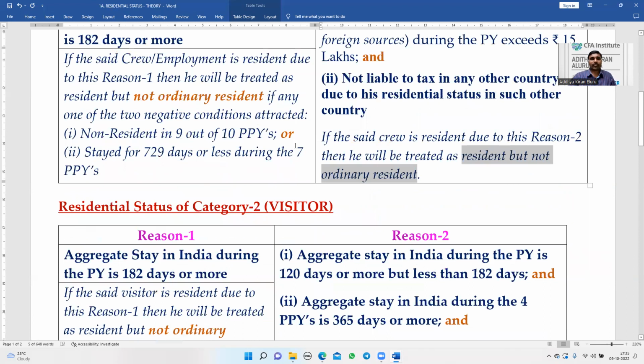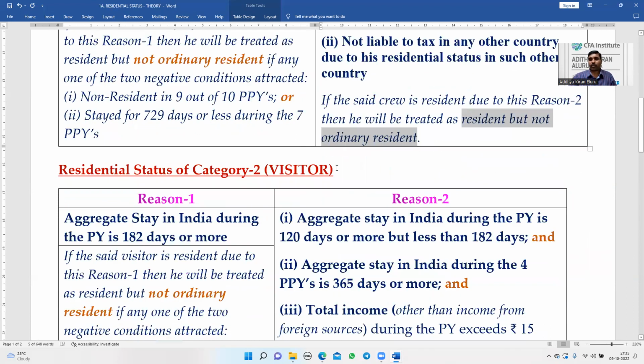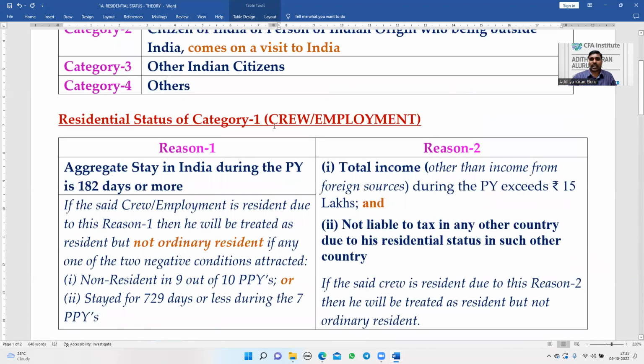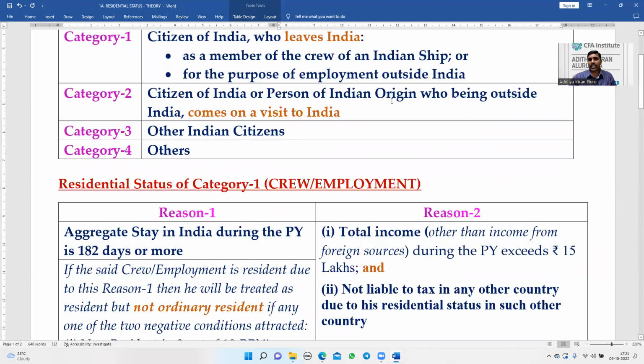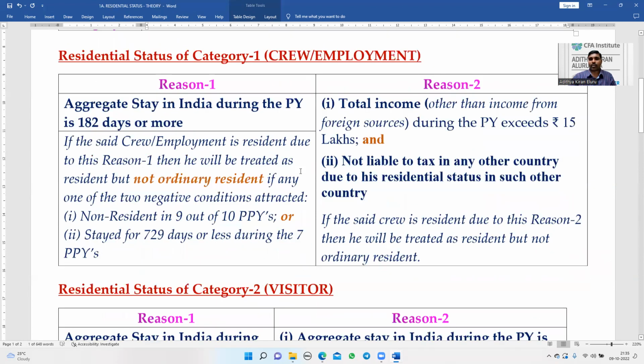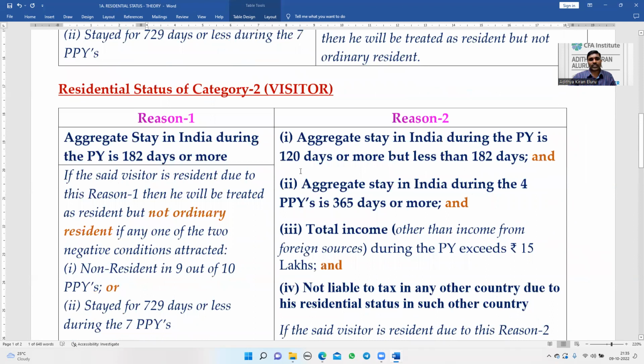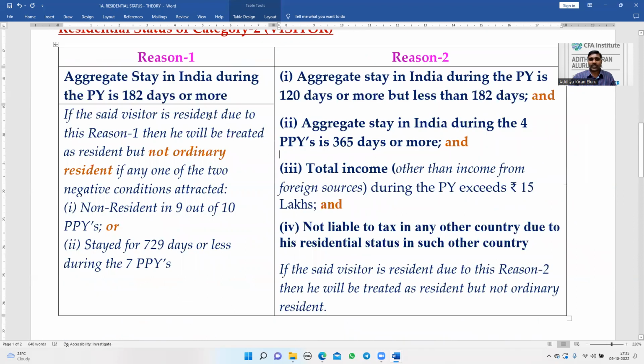Next, residential status of category two people. These are incoming people who normally stay outside India. They are citizens of India or persons of Indian origin. Normally they stay outside India, but occasionally on a visit they come to India. For this second category also there are reason one and reason two. Under reason two, if he becomes a resident, there is no need to check the negative conditions. Always resident but not ordinary resident.